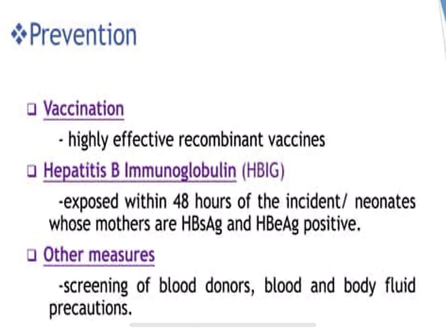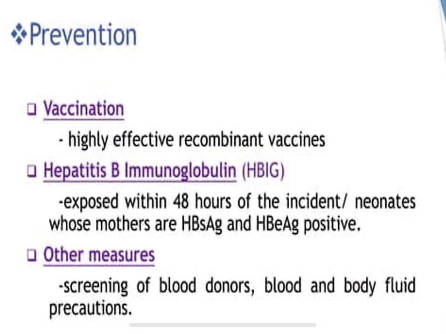We have vaccination. It is a highly effective recombinant vaccine. The recombinant hepatitis B vaccine was introduced in 1986, and then we have hepatitis B immunoglobulin, HBIG. It is given within 48 hours of exposure, or to neonates whose mothers are HBsAg and HBeAg positive.